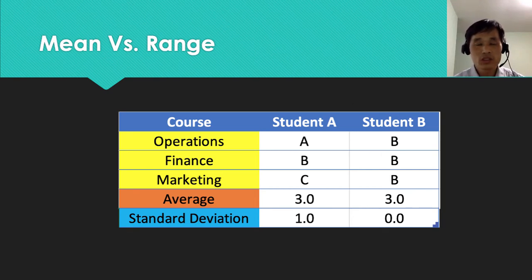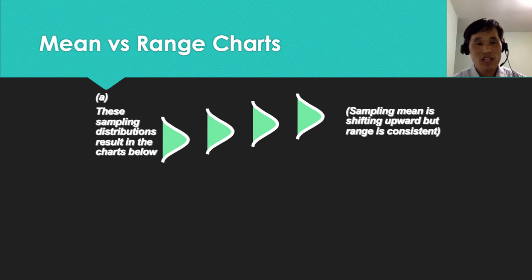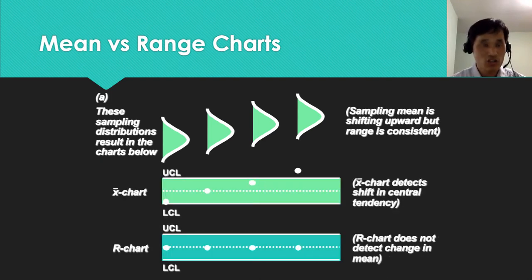It depends on what kind of student you are looking for. If you are looking for consistency, you might go with student B. But if you want to hire a student who has very good knowledge about operations, you might want to hire student A. The point here is that looking at the mean is not enough, and you have to look at range as well. These figures are the graphical explanation of mean and range charts.